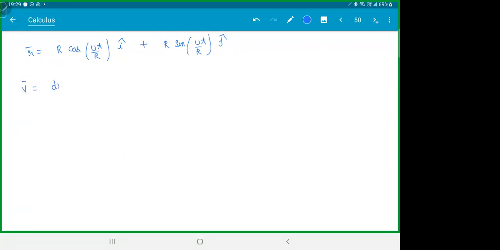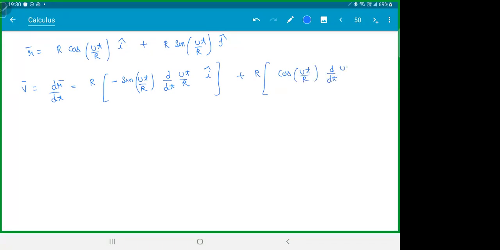Okay. So what's the velocity vector? dr by dt. So R cos of ut by R differentiates to minus sine ut by R, and then you have to differentiate whatever is inside, so you differentiate ut by R, i cap. Plus R sine ut by R, and then differentiate whatever is inside, j cap. So ut by R, that is u by R just comes out. That will be minus u sine ut by R i cap plus u cos ut by R j cap.